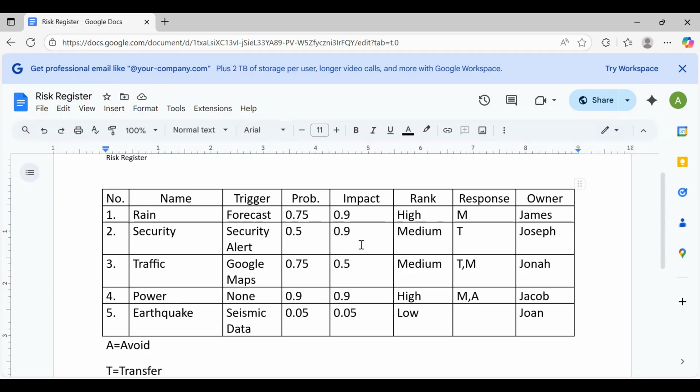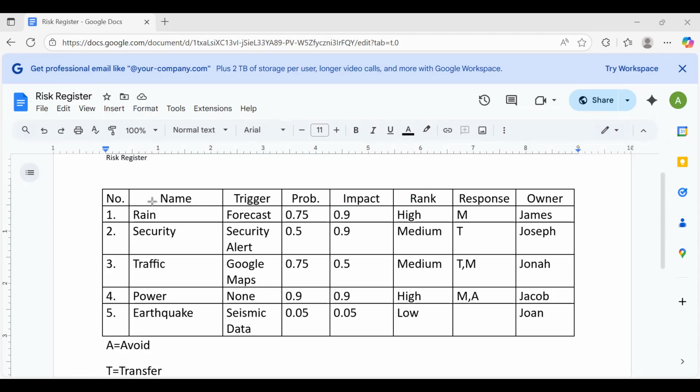Now, you will notice that because construction projects are long, it's possible that the probability and impact change over time. And if probability and impact change over time, the rank will also change. So this is why we need to monitor risk, because the nature of the risk can change over time.